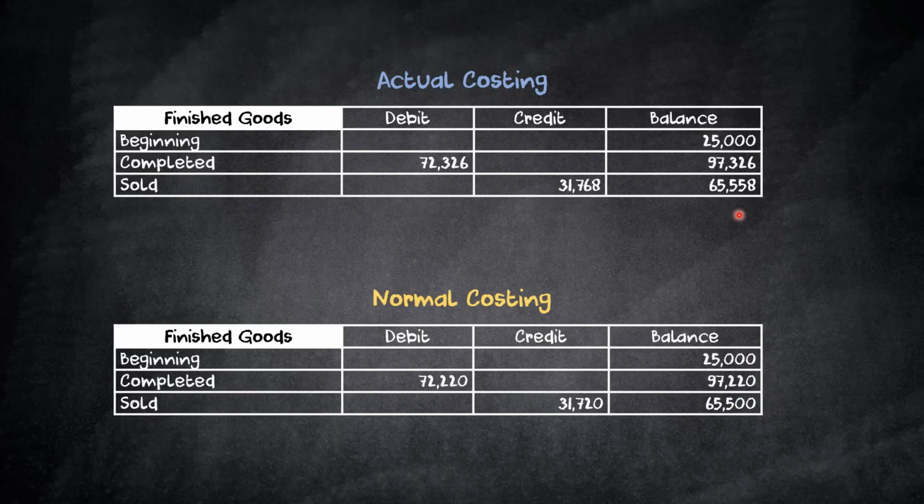Tingnan natin yung kay normal. Kay normal, same lang. Same components, except again for the amounts. Syempre, ulitin natin. Magkakaiba na dahil si finished goods po ay meron ng component or element ng overhead. Kaya magkakaiba na siya. And iba yung completed dito, iba rin yung sold. Kaya syempre magkakaiba rin sa ating ending balance, which is 65,500.